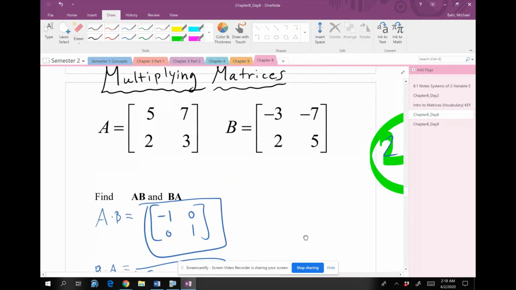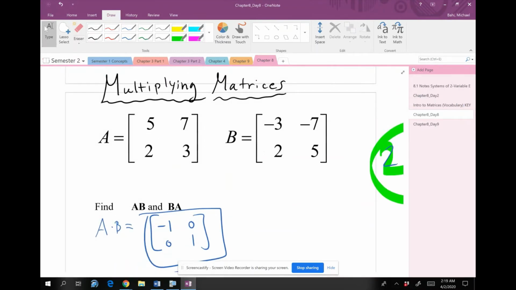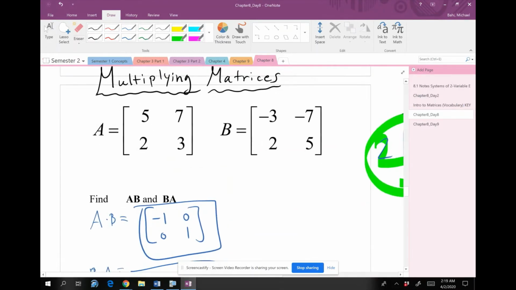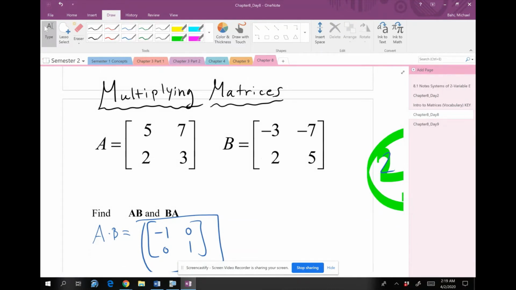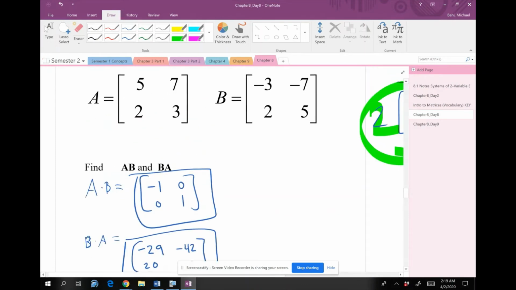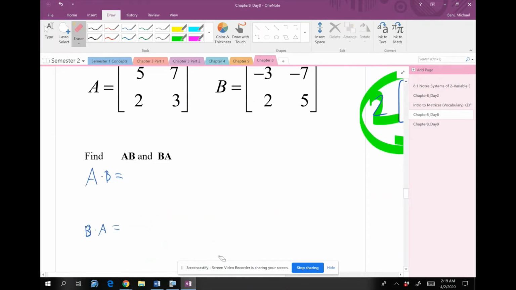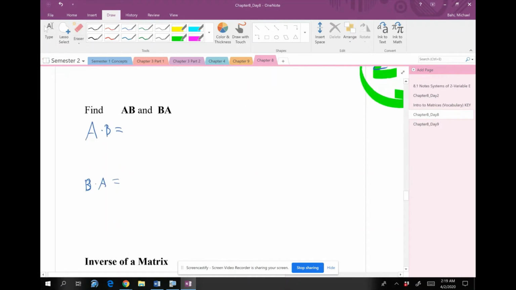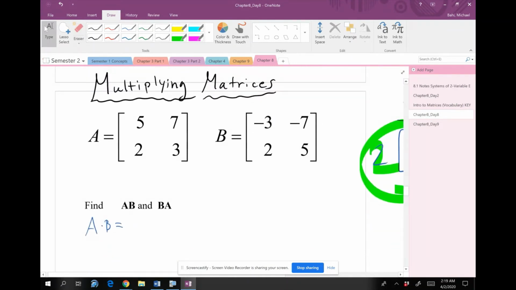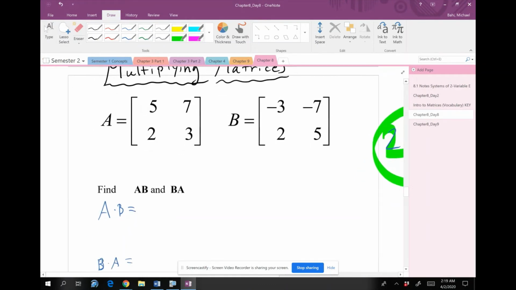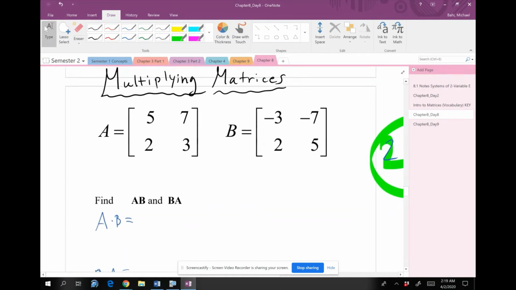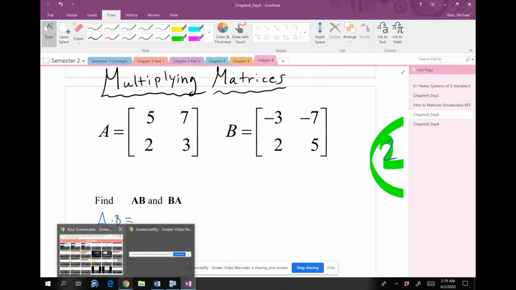Well, when you're multiplying matrices, you're basically multiplying different orders of numbers and adding them together. For example, say I want to do AB, and let's pretend we didn't know these answers. Now again, you can do these strictly by calculator. I'm not going to be grading anything that shows how to do this strictly off of the calculator.